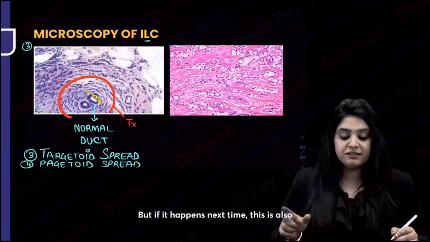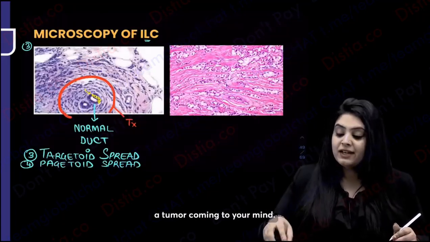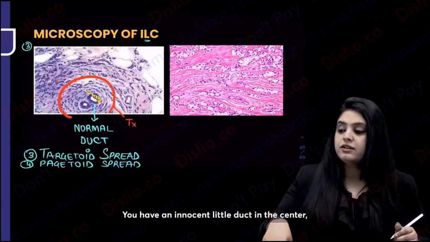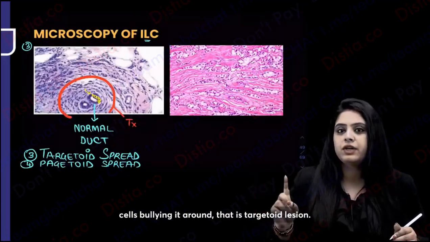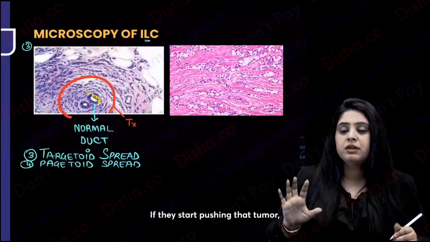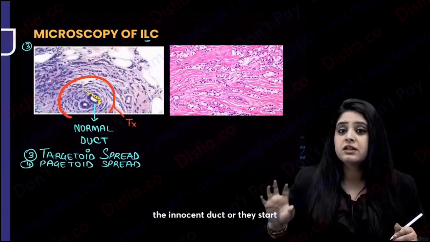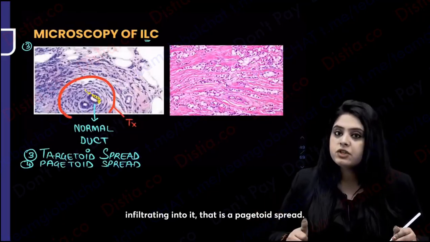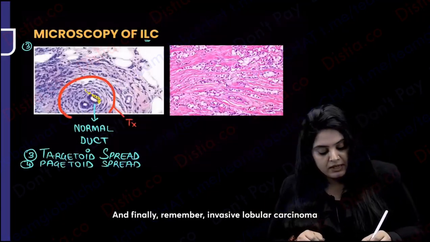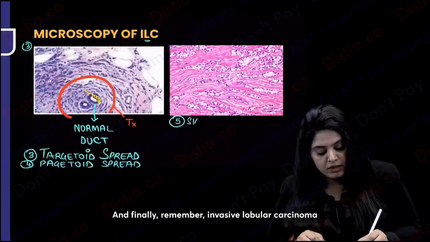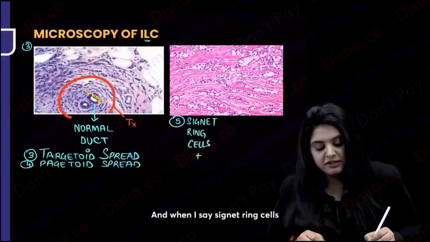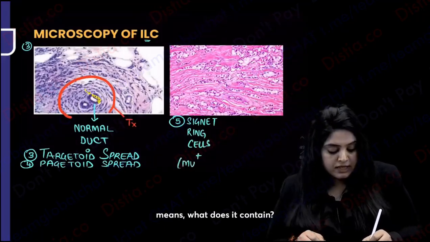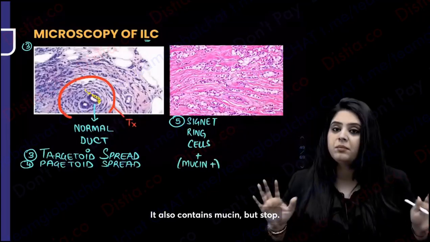But if it happens next time, this is also a tumor coming to your mind. You have an innocent little duct in the center. You have all the bad, naughty cancer cells bullying it around. That is targetoid lesion. If they start pushing that innocent duct, or they start infiltrating into it, that is a pagetoid spread. And finally, remember, invasive lobular carcinoma can also show you signet ring cells. And when I say signet ring cells, what does it contain? It also contains mucin, but stop.